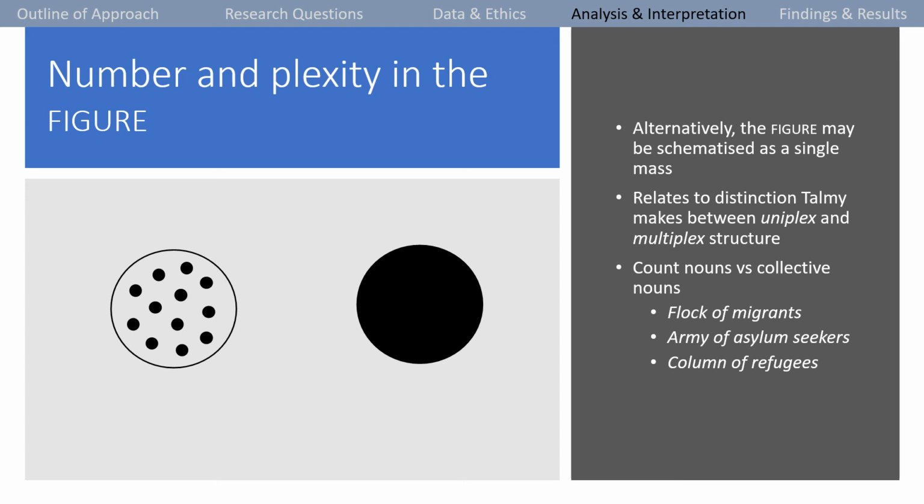Construing a group of people with a uniplex structure de-individuates them, occluding attention to their unique identities, histories, desires, and motives. It thus realizes an identification strategy as well as a structural configuration strategy.